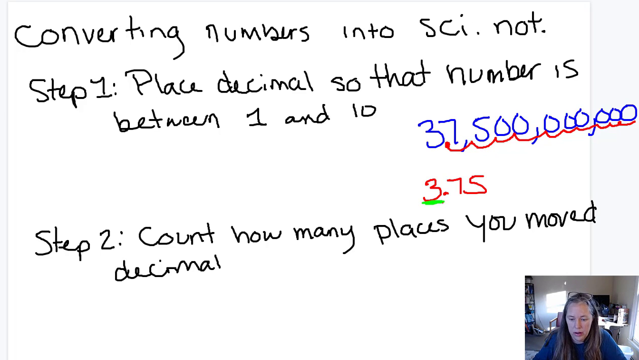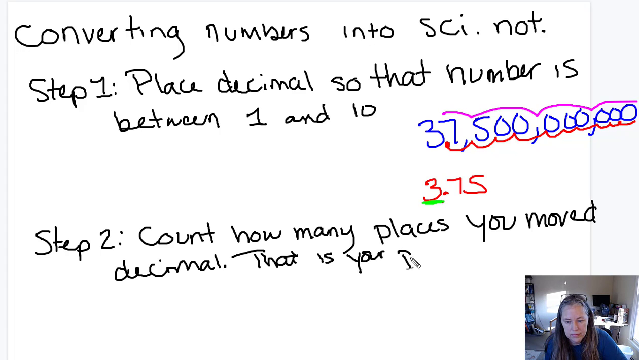Okay, you can also count if you'd like by threes. You can say 3, 6, 9, 10. Okay, so count how many places you move the decimal. That is your power of 10. So this is 3.75 times 10 to the 10.